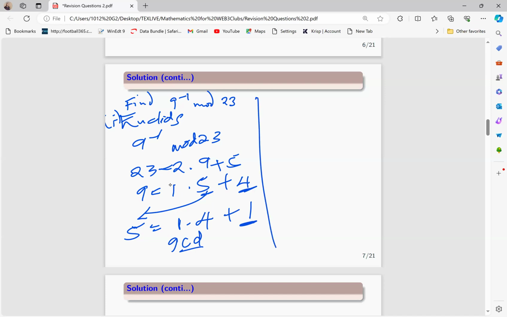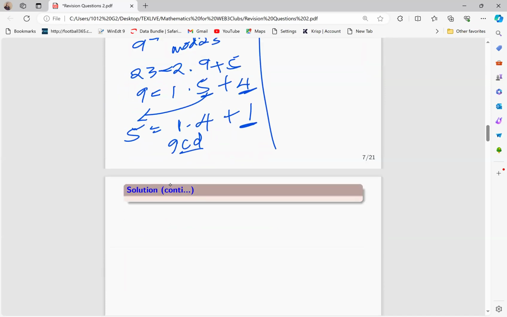So now we start replacing the values from what we got here, like 1. Now we make the GCD, which is this, into the subject of the formula. So it becomes 1 equals 5 minus 1 times 4. So what is said, now we do the inverse of replacing these remainder values, going upwards. I'll show you as we go.